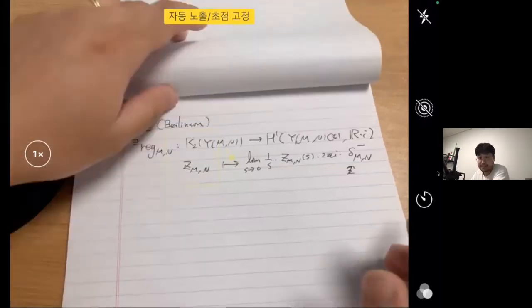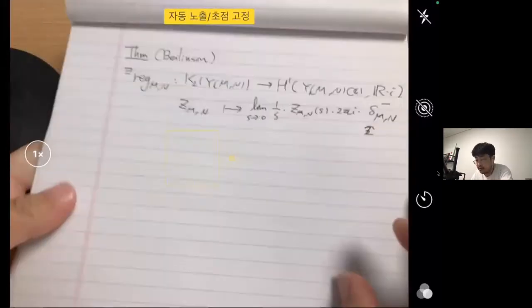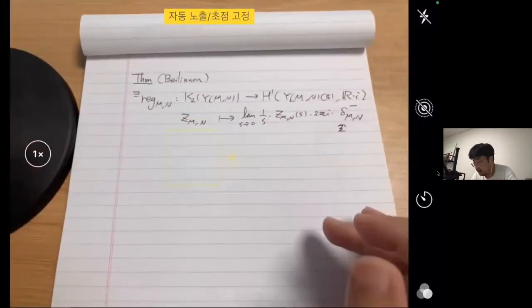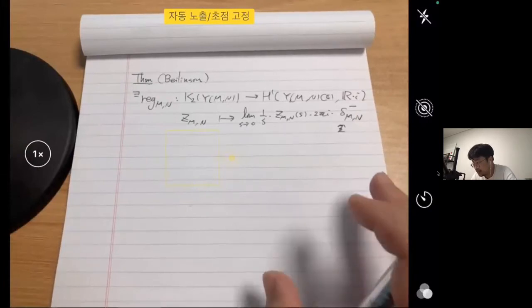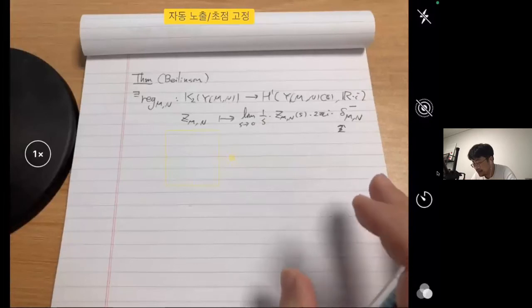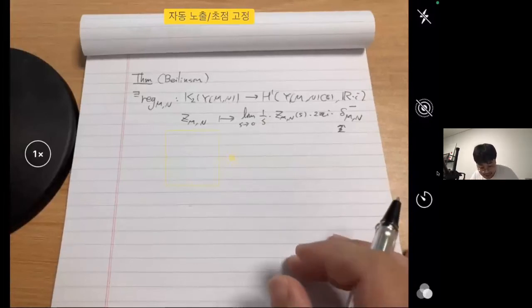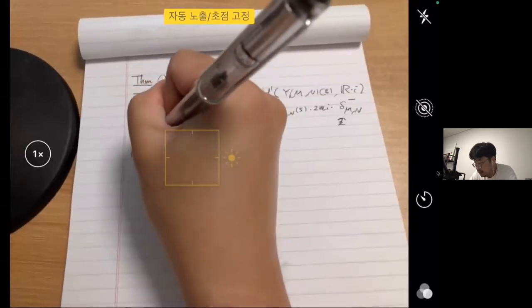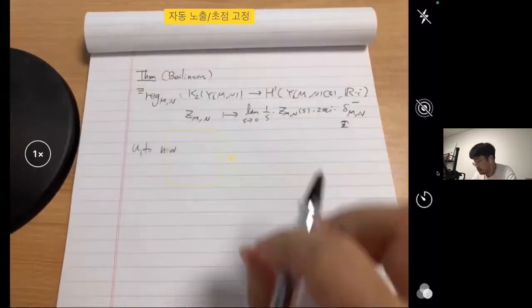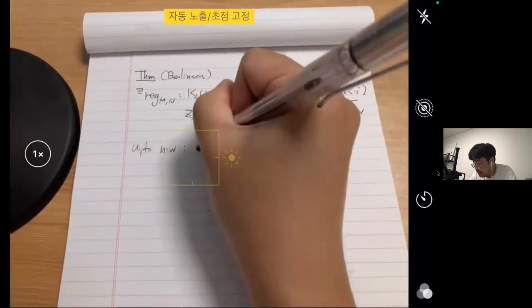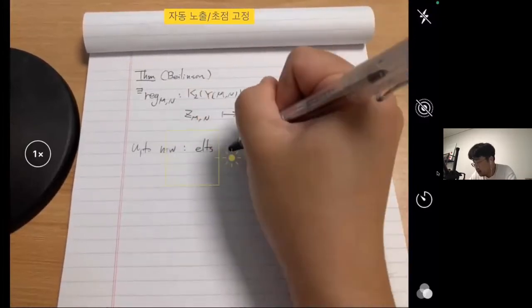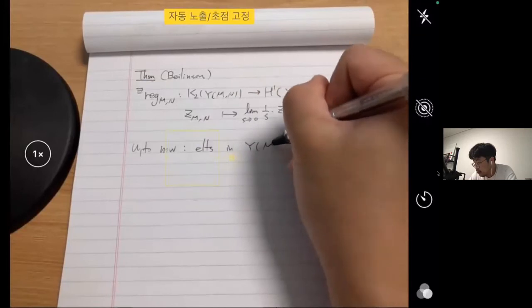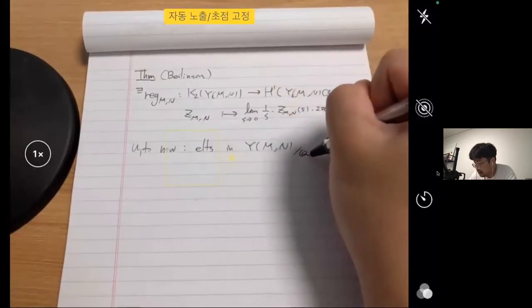So that's Beilinson's theorem, and in some sense one can regard everything as starting from this theorem. So up to now, we only have the elements in K2 of Y_mn over Q.